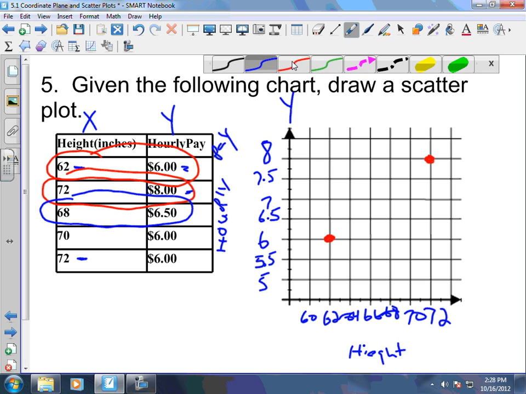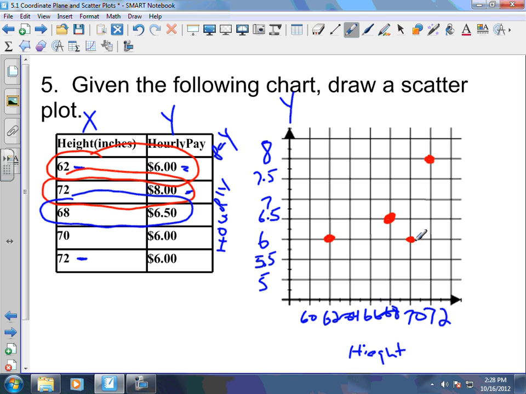68 and 6.5 go together. Go to 68, go up to 6.5. 70 and 6 go together. And 72 and 6 go together. Yes, there are 2 values for 72. That's okay. There's your scatter plot.